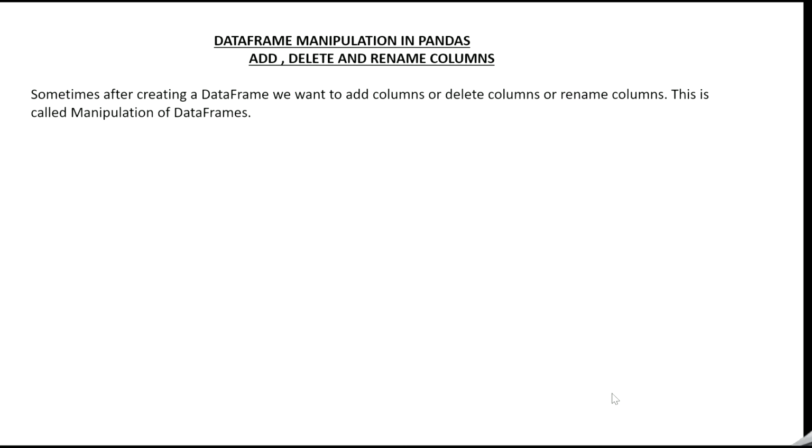In the earlier session, we had seen how we can sort columns of a data frame in PANDAS. And today, let's move ahead with data frame manipulation in PANDAS. That is how we can add a column, delete a column, or rename a column name. So friends, sometimes after creating a data frame, we may need to add some extra columns, or we may need to delete some existing columns, or we may need to rename columns. So this comes under manipulation of data frames. And in today's session, let's see how we can manipulate the data frames by adding columns, deleting columns, and renaming columns.